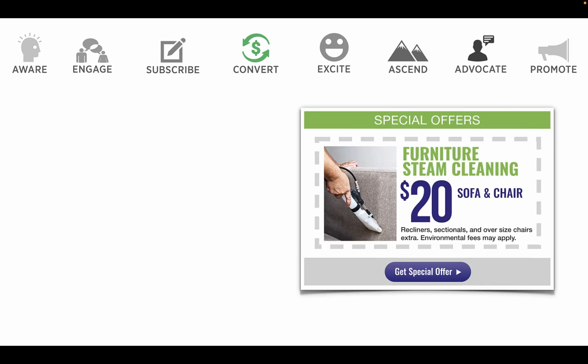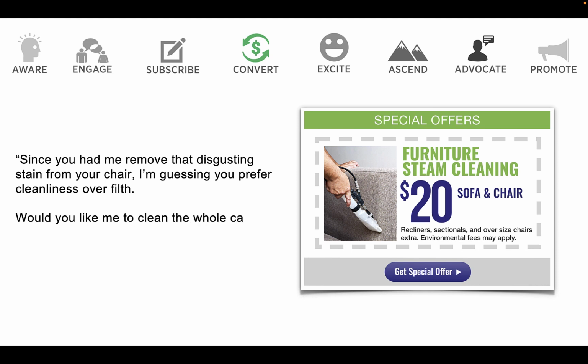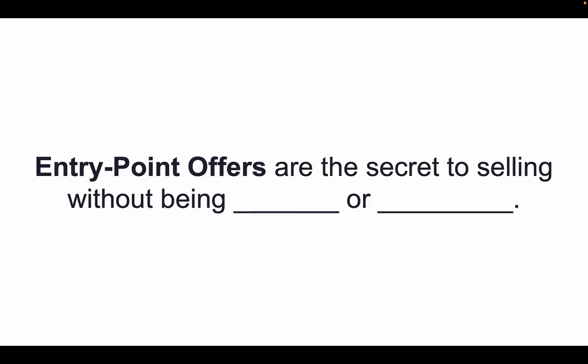For the sofa and chair cleaning, since you had me remove that disgusting stain from your chair, I'm guessing you prefer cleanliness over filth. Would you like me to clean the whole carpet now? And it would be very hard for somebody to say no if that person is already in their house offering to do it for them.